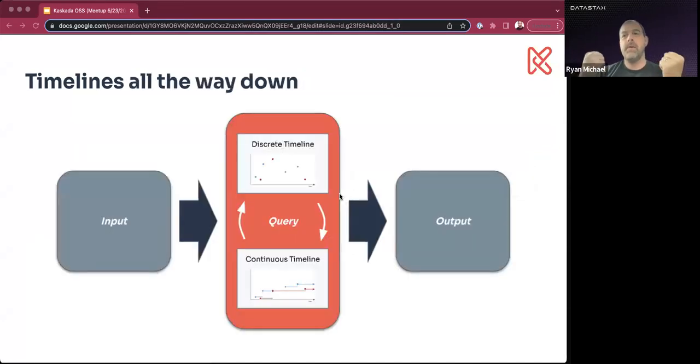And Cascada works by manipulating these timelines. Every operation in Cascada starts with a timeline and produces a timeline. So it's a cyclical process where we pull data into the system from all sorts of different places. It could be streams, it could be databases. We manipulate them as timelines, and then finally we produce output in various ways. And this allows us to have a really rich set of operations that we can apply to these timelines inside this red dot, right?